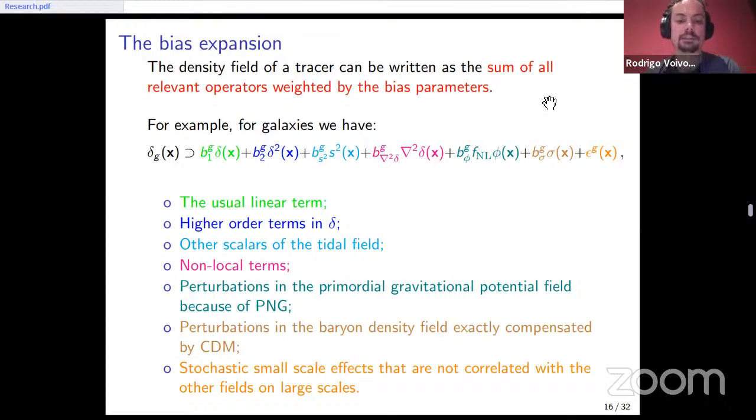So now, slightly changing the idea, we can also consider the galaxy not using this explicit halo-galaxy connection, but using the bias expansion. And the basic idea of the bias expansion is that we can write the density of any tracer. Okay, you can apply this for any tracer, but you can write this density as the sum over all relevant operators weighted by a number, and this number is the bias of a given operator. So in general, we have, for example, the linear density field, which is the most common term in this expression. You can also have some higher order operators of the density field. You can have some other scalars of the tidal field, okay? Just remember that the delta is also a scalar of the tidal field, but we can also have different scalars.